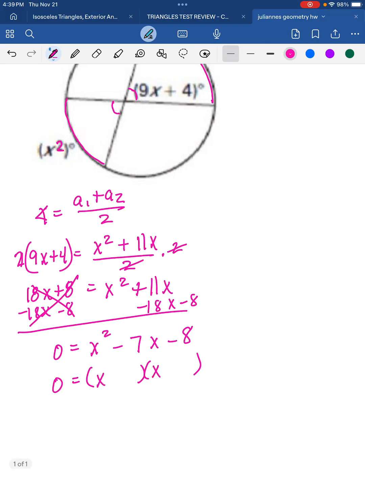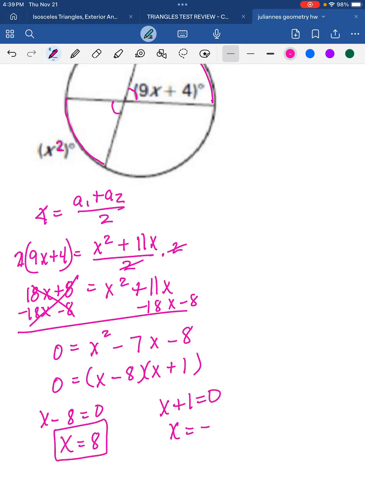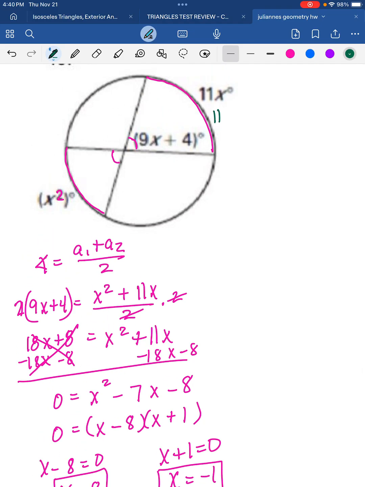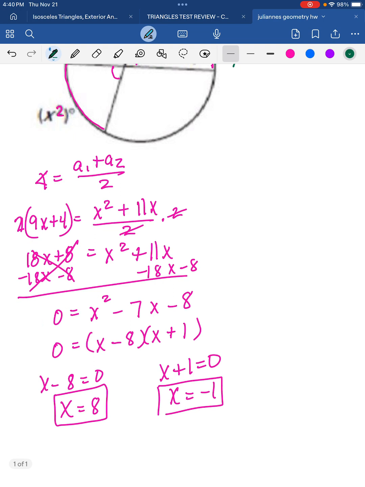I know 8 times 1 will give me 8. And if I do negative 8 plus 1, it gives me negative 7 when I add them together. So x minus 8 is 0, so x is 8. And x plus 1 is 0, so x is negative 1. Now, in geometry, you always want to make sure that you check the negatives. If I plug a negative 1 in up here, that's going to make this arc negative 11 degrees. And that can't happen because you can't have negative degrees. So in geometry, this answer is extraneous, so it's not going to work. So your only answer is going to be that x equals 8.